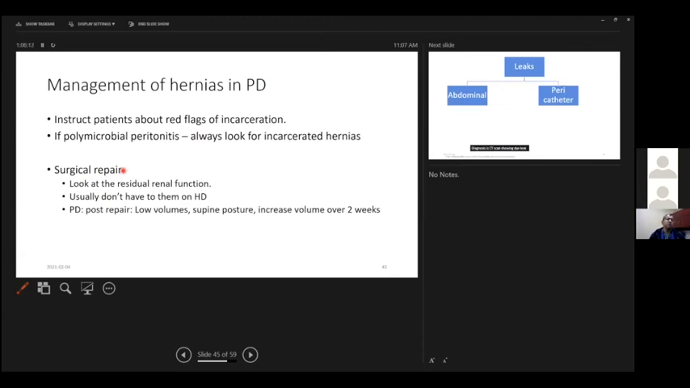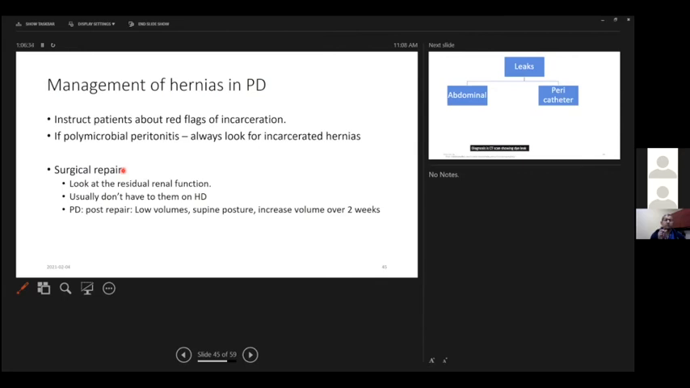If the urine output is good enough, you can safely hold a PD for a few days. We have held a PD for a week or so as well. And then you always start with low volumes and always put the patient in supine position, so that the patient is not in the sitting position or the standing position, because sitting raises intra-abdominal pressure and standing can make it leak. That's why let the patients lie supine and start with a low volume.